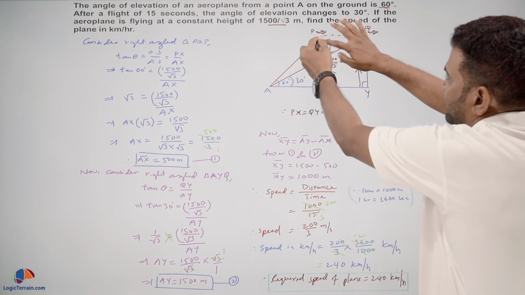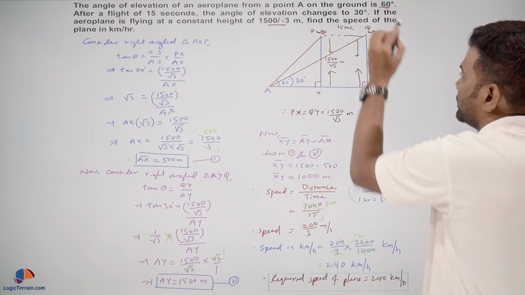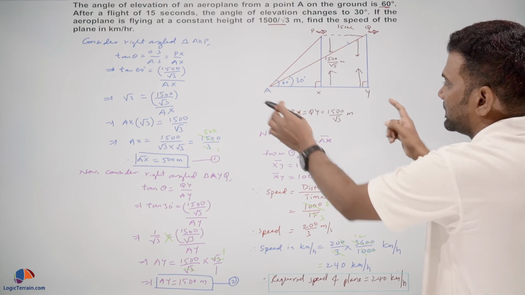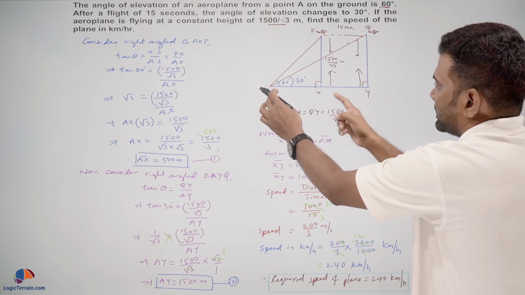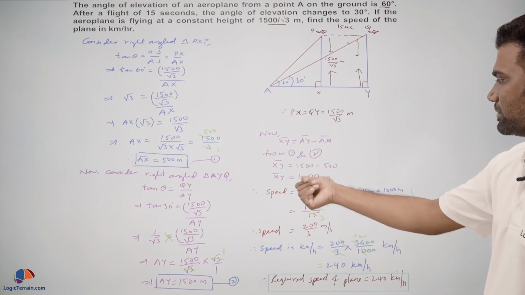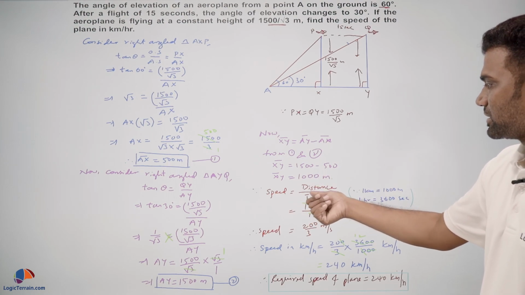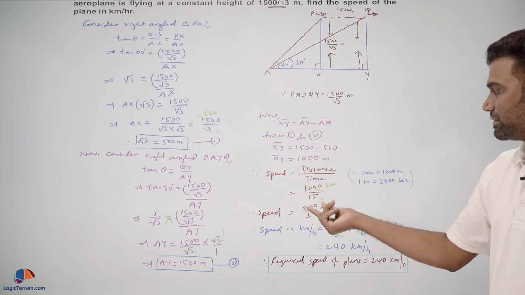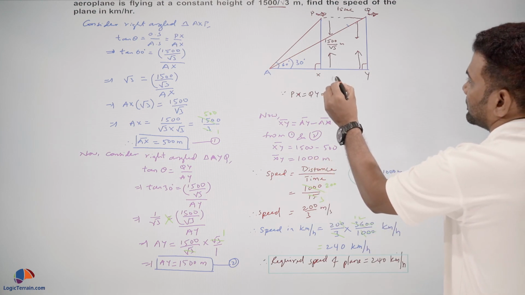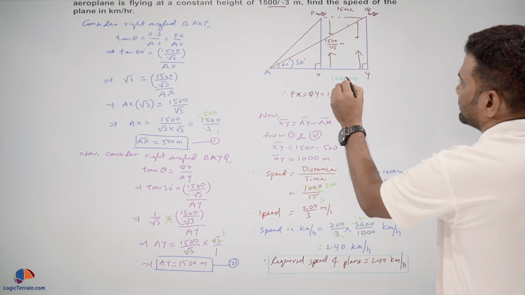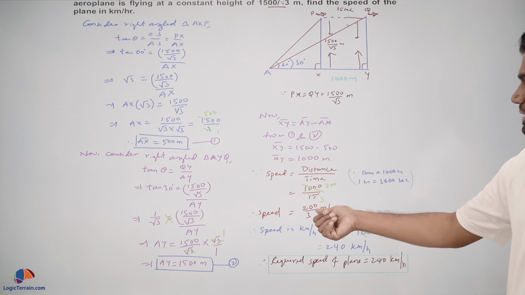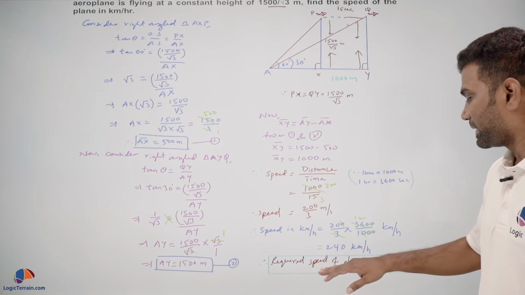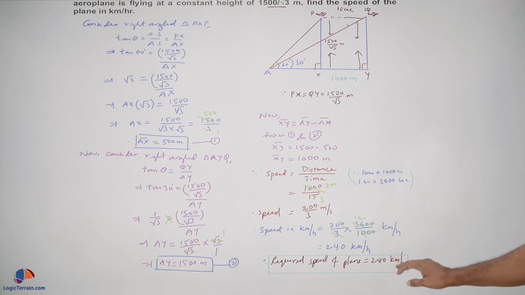By using the two triangles AXP and AYQ, initially we found the AX length, then we found the AY length, then for the XY length we subtracted AX from AY. So we got the XY length. Using the speed formula, distance upon time, since it traveled 15 seconds, the distance we got is 1000 meters. So speed is equal to distance upon time. By using that we got the speed and converted it into kilometer per hour. Finally we got the required speed of the plane, that is 240 kilometer per hour. This is it.